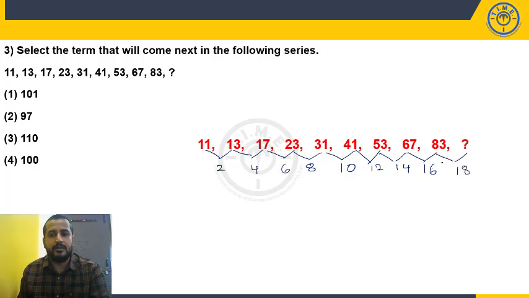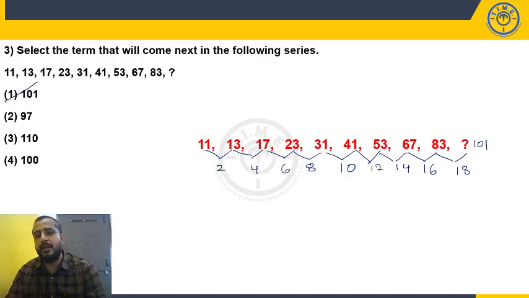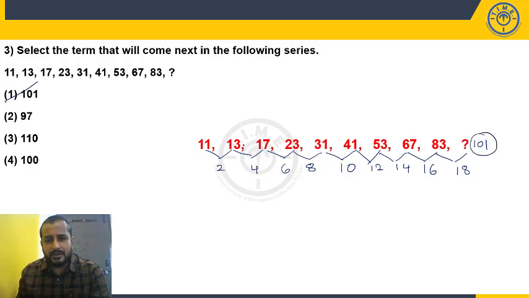So what is next to 16? 18 is the even number. So 83 plus 18 is 101. So my answer is 101. So choice 1 is my answer. Quite simple, right? But generally we waste our time in identifying the prime numbers. But the small logic is the given difference. Choice 1.